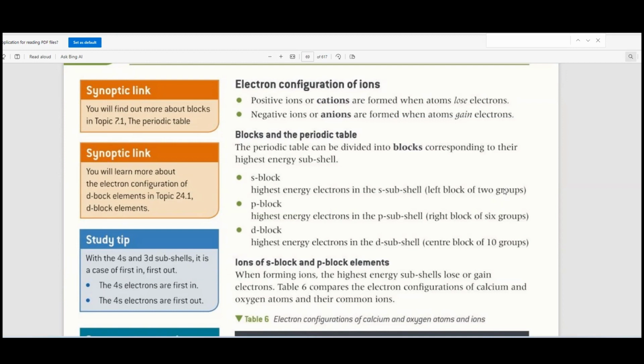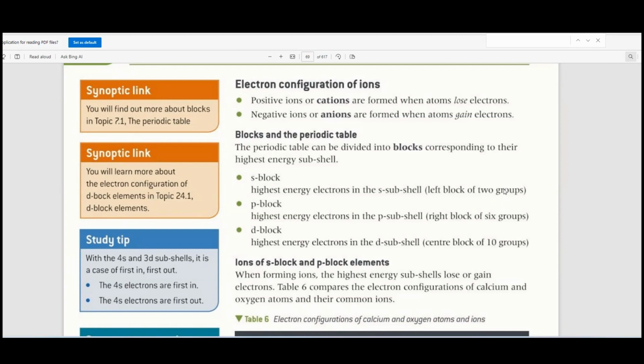I don't get it. Left block of two groups. So it's the leftmost block out of all the blocks in the periodic table. So S block is the leftmost block of the periodic table and it comprises two groups. Oh, so you mean the left of the periodic table, like group one? Group one and group two. Two groups. So S block has group one and group two. Wait, I'm confused.